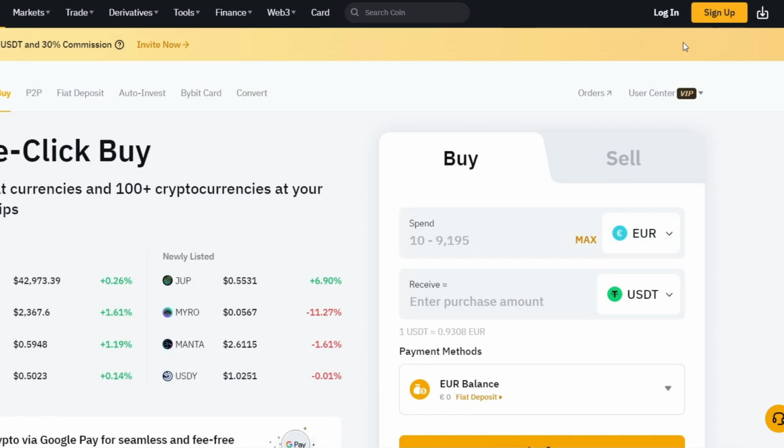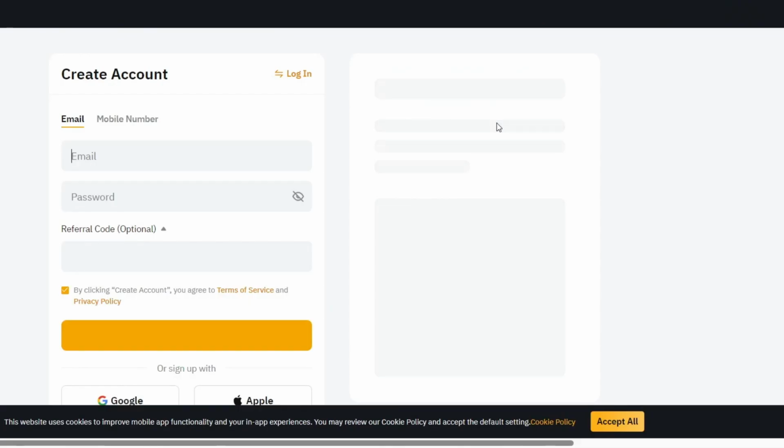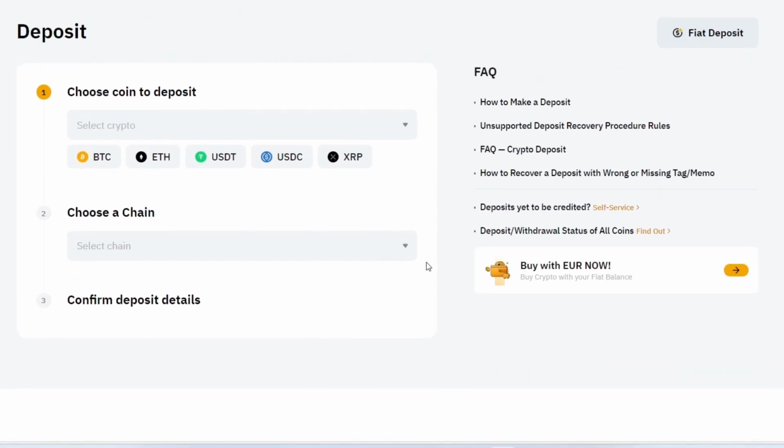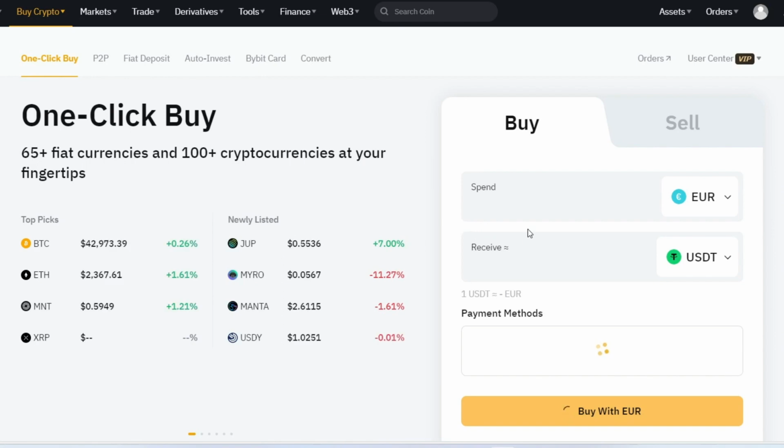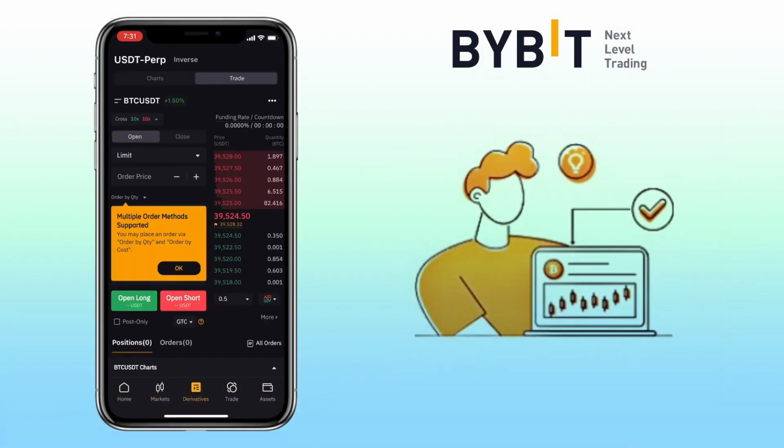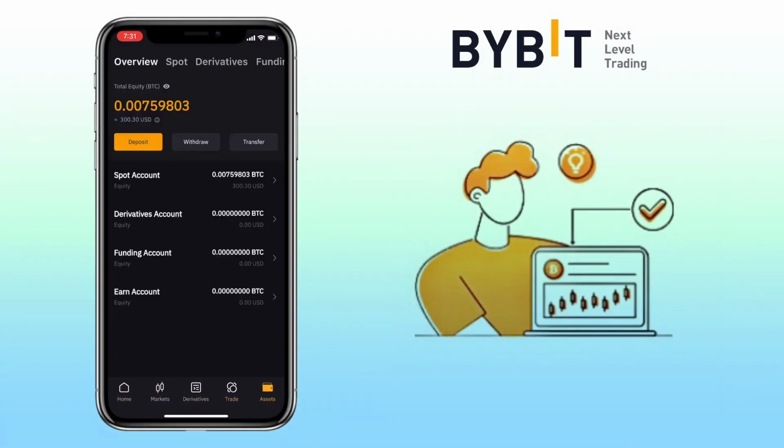On Bybit you can register or sign up directly with Google, verify your identity, deposit money through many different payment methods, and start trading right after. You can also trade directly on your phone through the Bybit mobile app, which I personally use a lot to trade when I'm not at home.